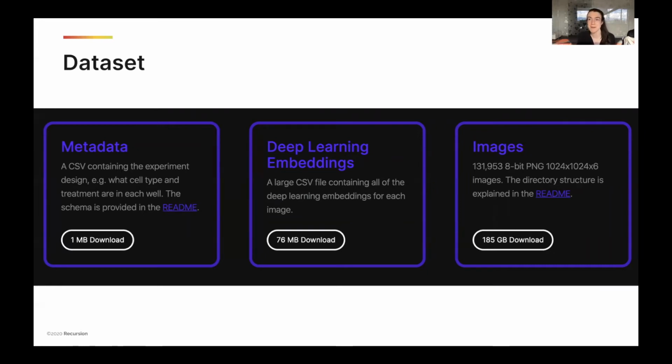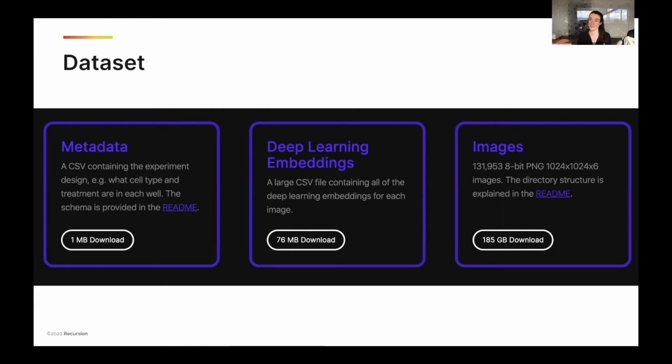The deep learning embeddings, interestingly, are generated from a model that was trained on the data set James was just describing. So a model that was trained on a whole bunch of previous batches under siRNA perturbations, and then applied to these new immune stimulants in a completely new batch. And then in addition to these embeddings, we have the images themselves.